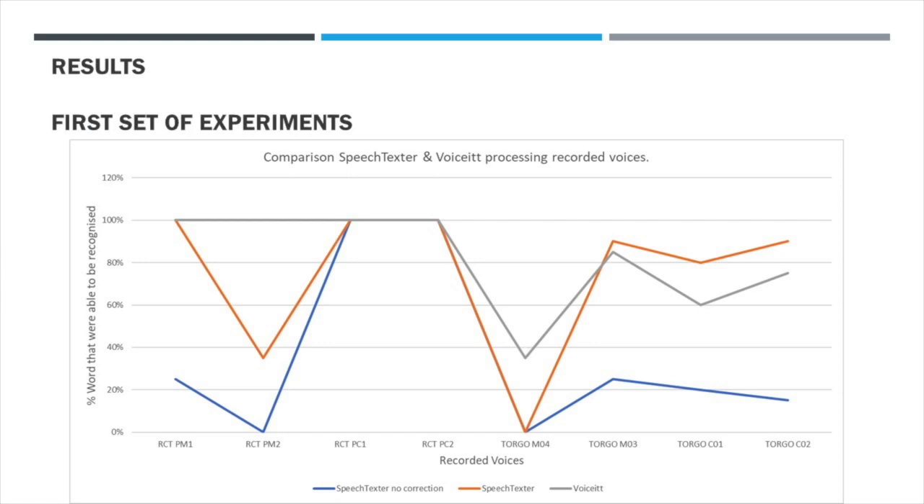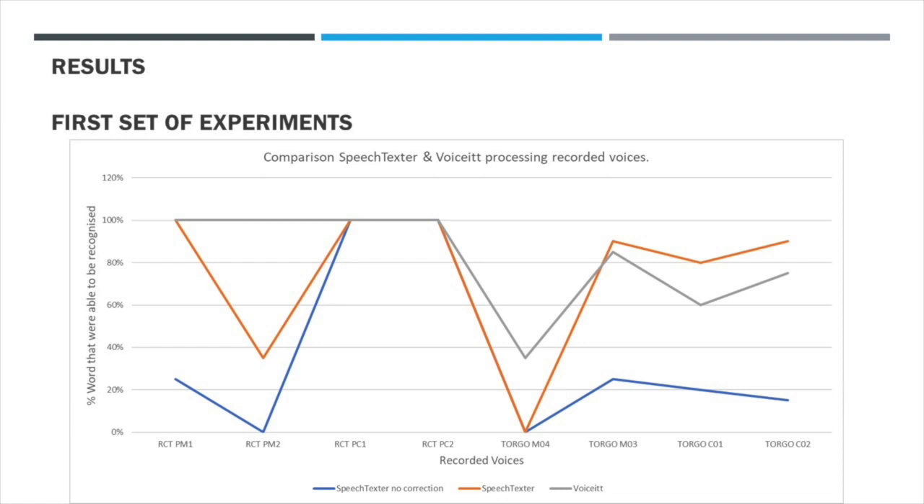This graph represents the results of the first set of experiments. The blue line represents SpeechTexter's performance with no corrections. The orange line represents SpeechTexter's performance with corrections. The grey line is VoiceIt's performance.